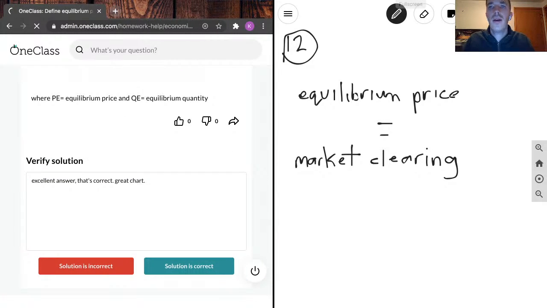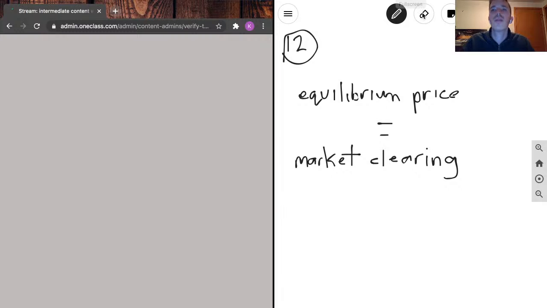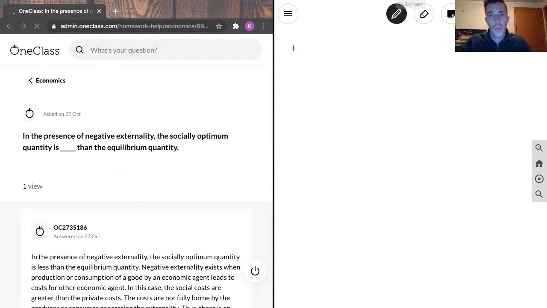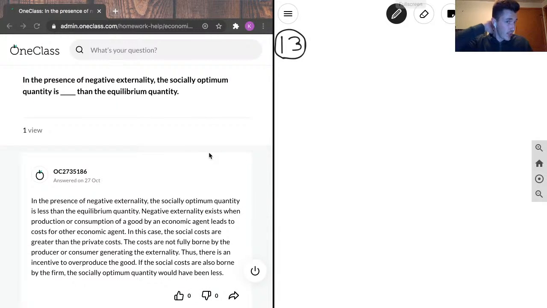I believe we're coming on the last question here. And the question is, in the presence of a negative externality, the socially optimum quantity is blank than the equilibrium quantity. And what our junior tutor has written is that in the presence of a negative externality, the socially optimum quantity is less than the equilibrium quantity.